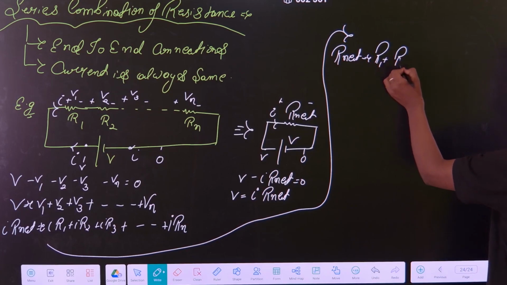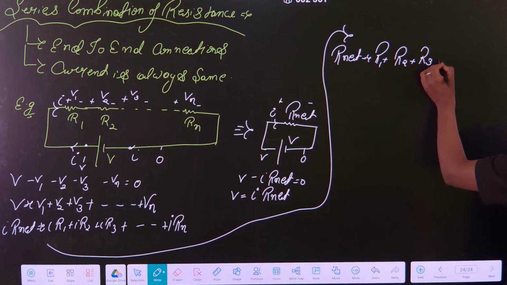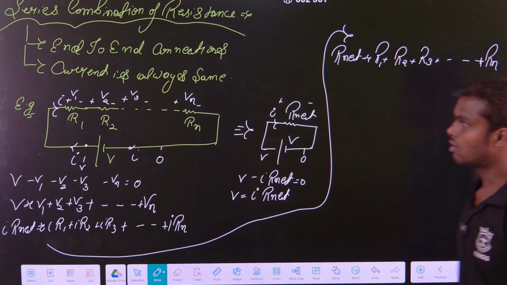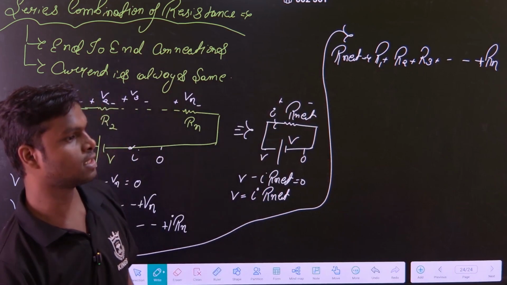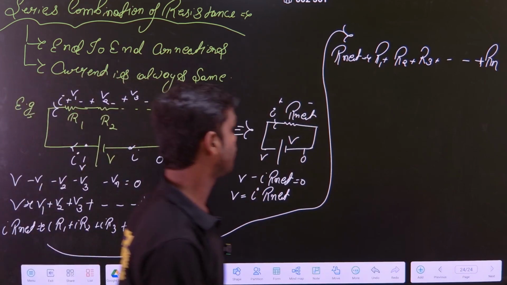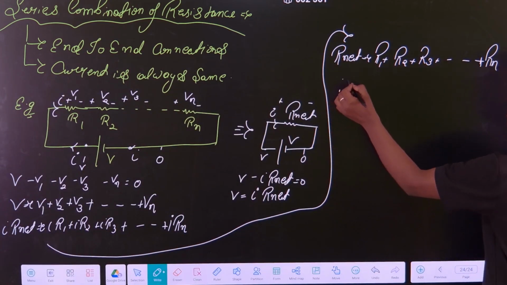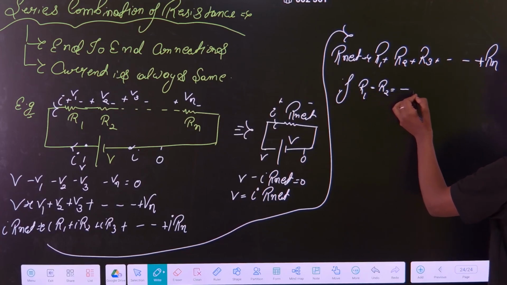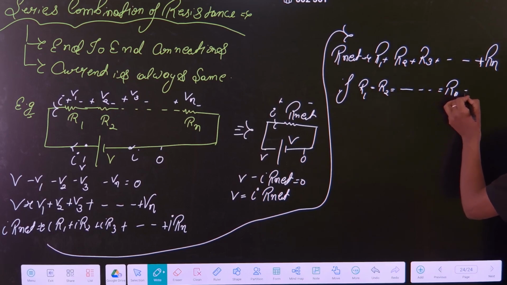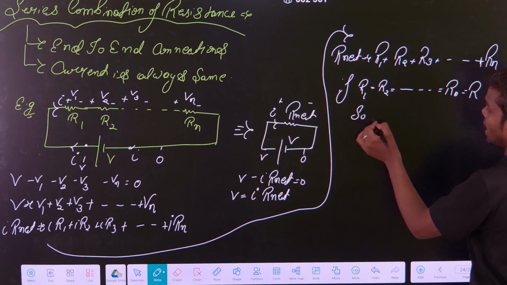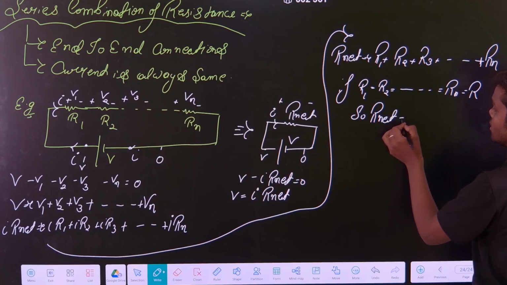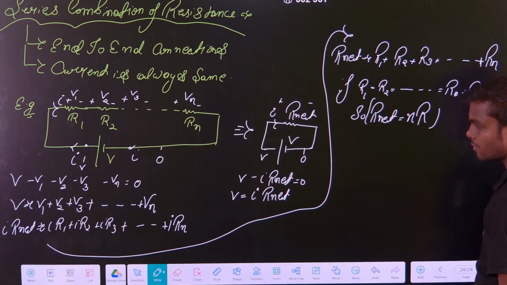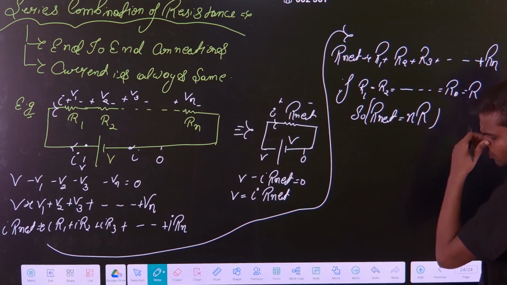R1 plus R2 plus R3 dot dot dot plus Rn means the total resistance of a series combination is R1 plus R2 plus R3 plus Rn. Second thing, a special case: if R1 is equal to R2 is equal to dot dot dot equal to Rn is equal to R, so my R net will be equal to how much? That will be equal to n times R. Correct? Any doubt? Okay.